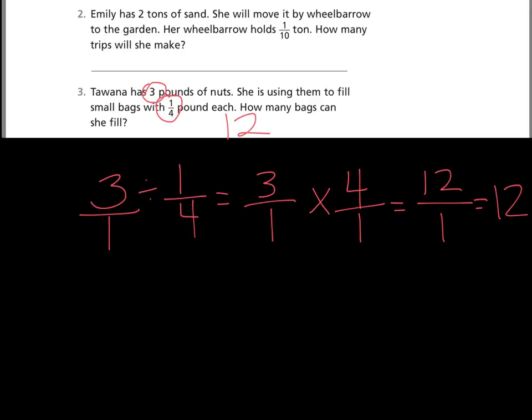Now I would like you to continue to complete 3, 4, 5, and 6 on this page on your own, and then come back for the rest of the lesson. Pause the video now.